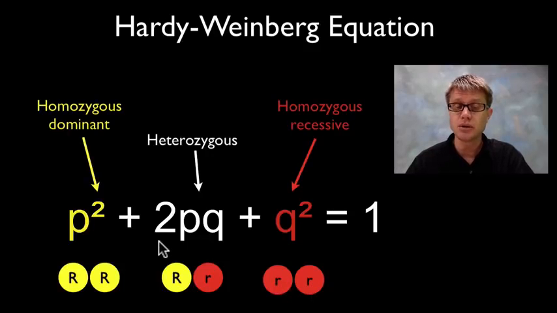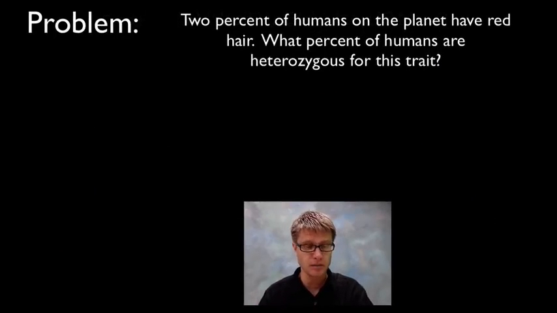And 2PQ is simply going to tell us the frequency of individuals in a population that have one of each. And we call those heterozygous for this trait. And so let's get to a problem. Let's say the problem presented is this: 2% of humans on the planet have red hair. What percent of humans are heterozygous for this trait?